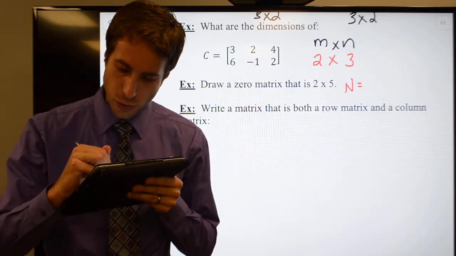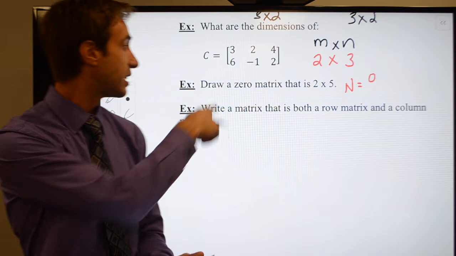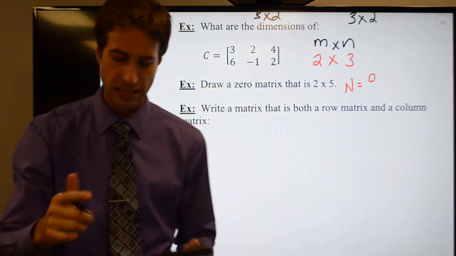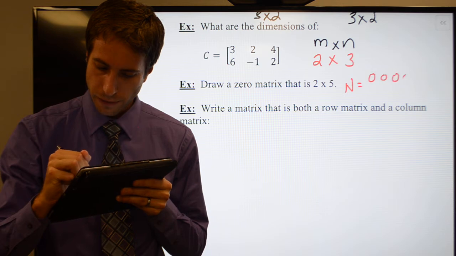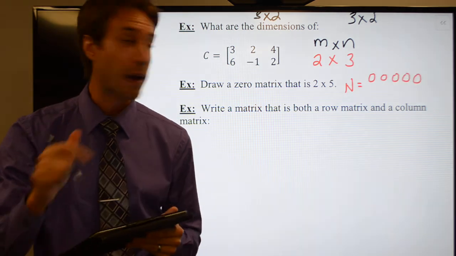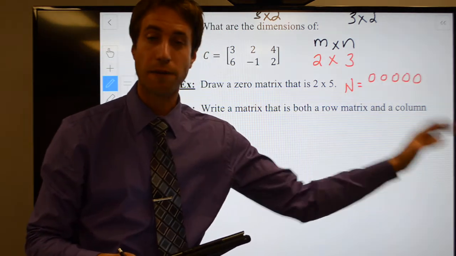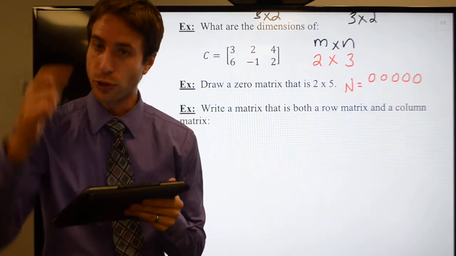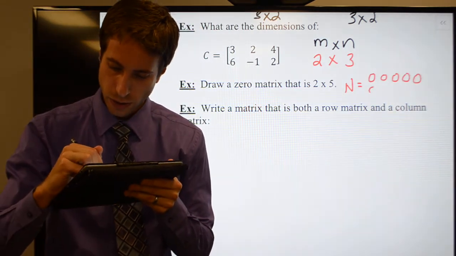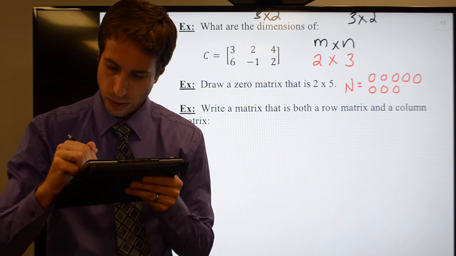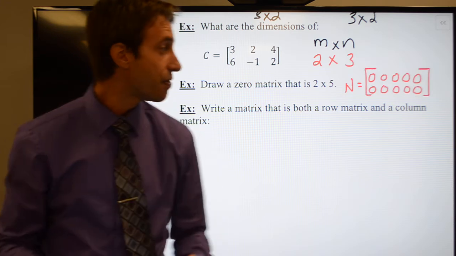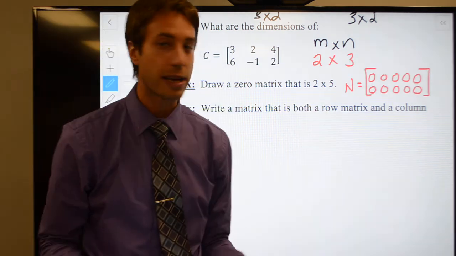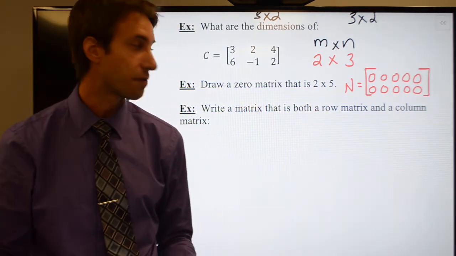Okay, well, first row, and it's a 0 matrix, so all of my elements are going to be 0. There's 1, 2, 3, 4, 5. That's my first row. First row, 5 columns. I need 2 rows and 5 columns, so 2, 0, 0, 0, 0, and 0. Put it in brackets. And there is a 0 matrix with the dimensions 2 by 5, 2 rows and 5 columns.